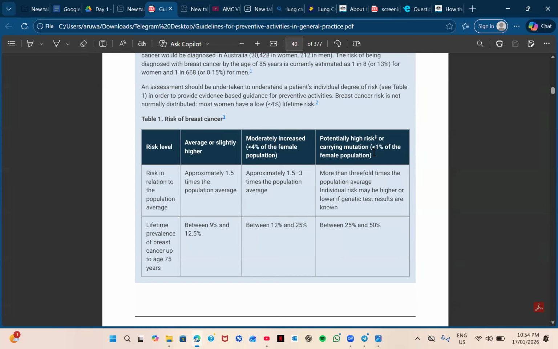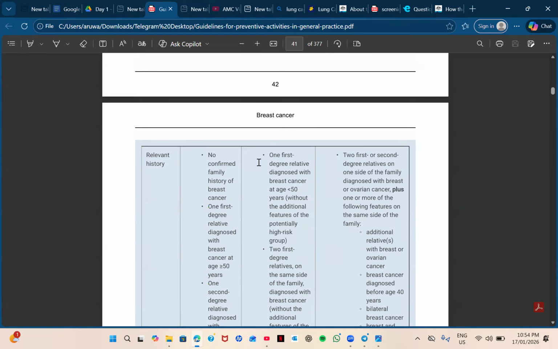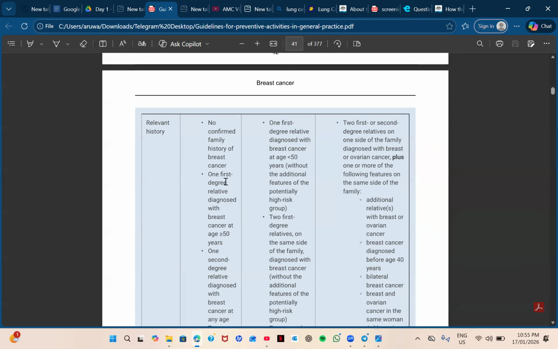Okay, let's start from the average risk patients. So, who are the average risk patients? Here, the average risk patient also has no confirmed family history, as in colorectal cancer, where they also mentioned no confirmed family history, right? Here in the average category, the first thing is no confirmed family history of breast cancer, or one first degree relative diagnosed with breast cancer at age 50 or more than 50 years.